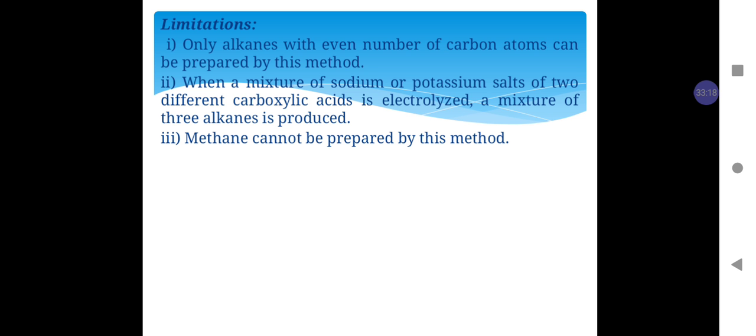Last limitation of this method is when we use a mixture of sodium or potassium salts of two different carboxylic acids to produce odd carbon number alkane, that is unsymmetrical alkane, then we will obtain a mixture of different types of alkane, which cannot be separated from each other, because these alkanes have quite close melting point or boiling point to each other.